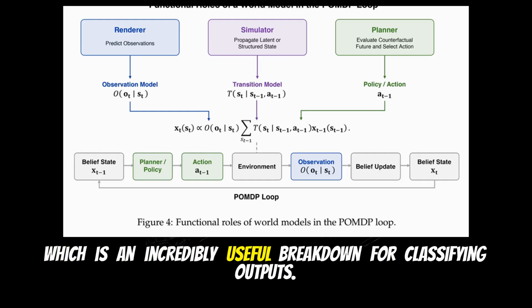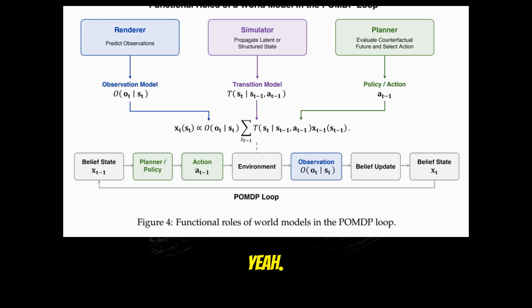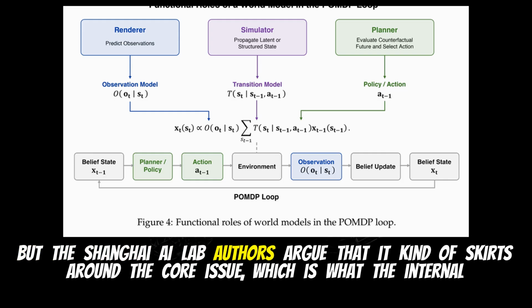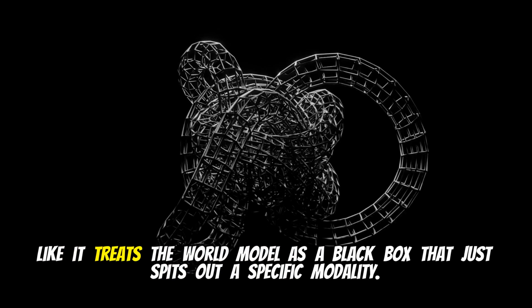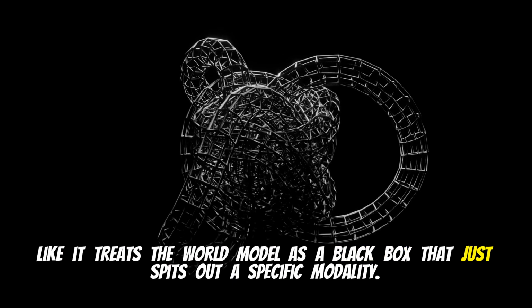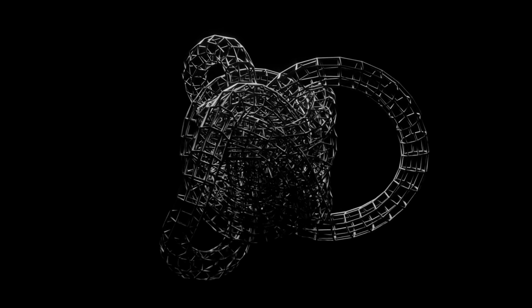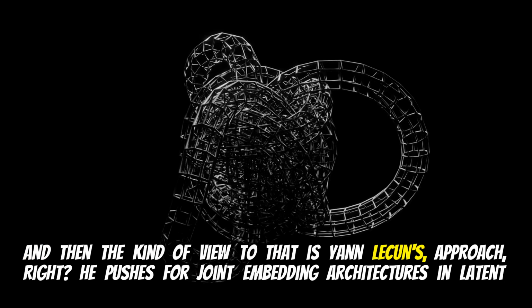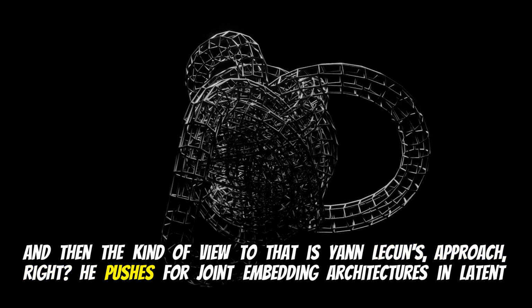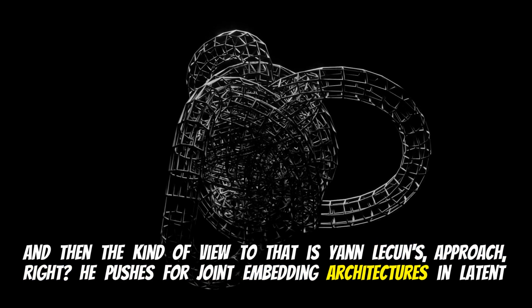Which is an incredibly useful breakdown for classifying outputs. Yeah. But the Shanghai AI Lab authors argue that it kind of skirts around the core issue, which is what the internal representation actually is. Like it treats the world model as a black box that just spits out a specific modality. Yeah. And then the counterview to that is Yann LeCun's approach, right? He pushes for joint embedding architectures in latent space.